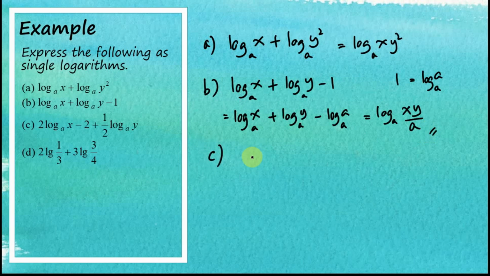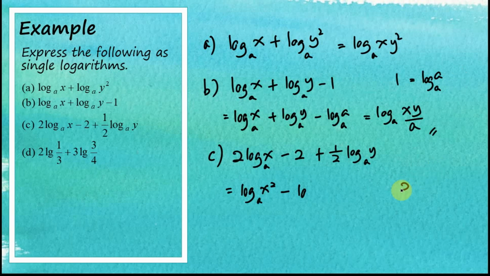C, 2 log x base a minus 2 plus 1 over 2 log y base a. By using the power law, we can shift this 2 back to the x here, becoming x squared. So this becomes log x squared base a. And then minus 2: just now we learned that 1 equals log a base a, so 2 is equal to log a squared base a. So this is minus 2, so it becomes log a squared base a.